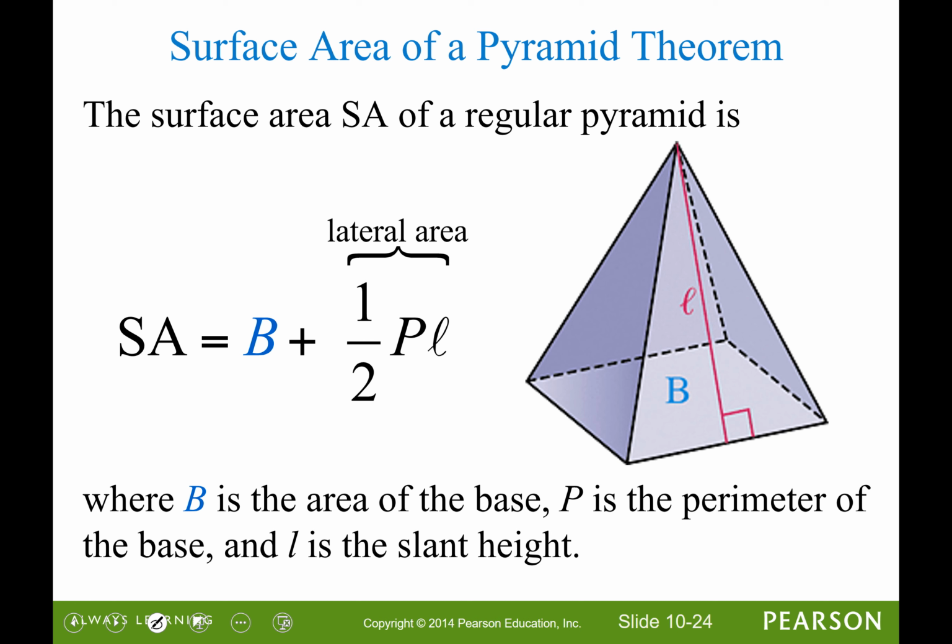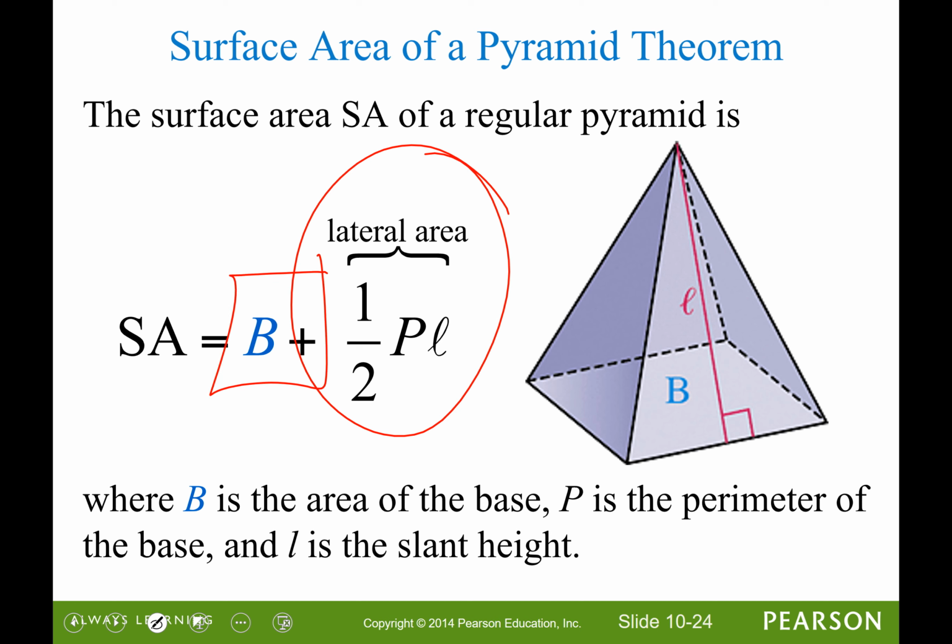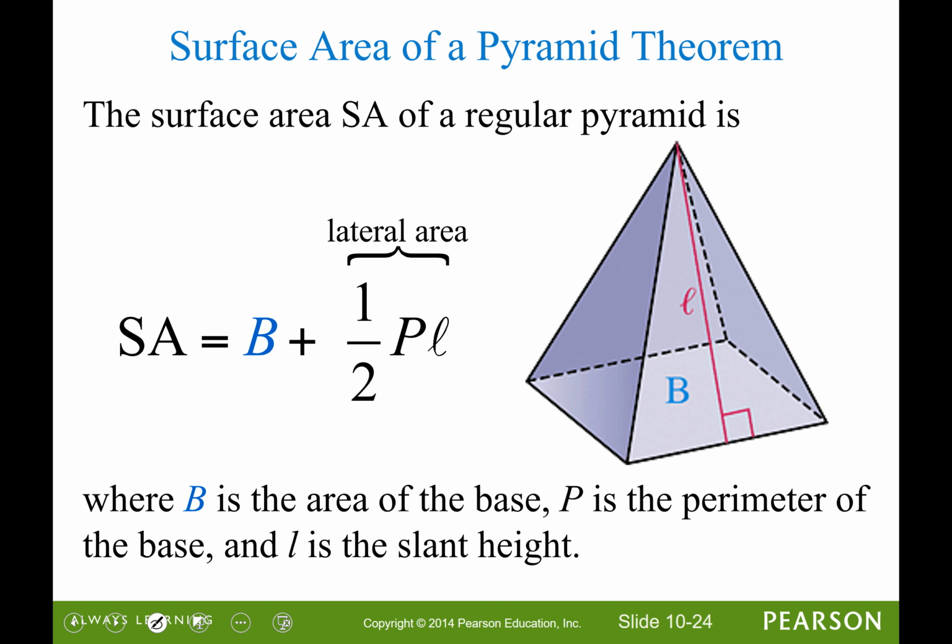To get the surface area, you take that lateral area and, just like before, add the area of the base. It's only one base in a pyramid, so you don't see the 2 before the base like we did in a prism, because prisms have 2 bases. So the surface area of a regular pyramid is capital B plus 1/2 the perimeter of the base times the slant height. Make sure you have that written down somewhere, maybe next to the other formulas I suggested you write down from the last section.